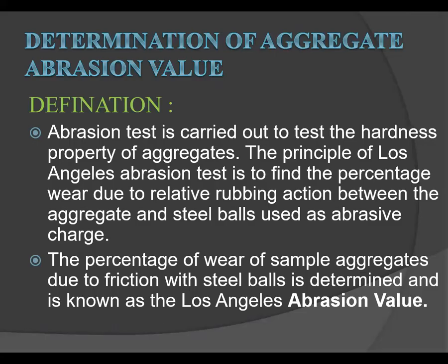Hello everyone, today we are going to study the determination of aggregate abrasion value. In this test, it gives the relative resistance of aggregate to abrasion. The abrasion test is carried out to measure the hardness property of aggregate, and the principle of the Los Angeles abrasion test is to find out the percentage wear due to relative rubbing action between the aggregate and the steel balls used as an abrasive charge.